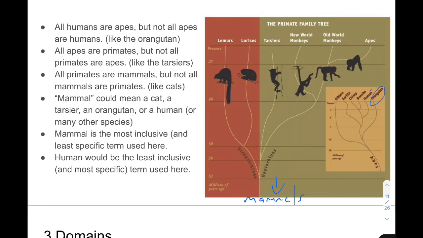But if we're looking here at orangutan or human or bonobo, these are individual species. There is no subcategory. In humans, if you're a human, you're a human. There's no subcategory beyond there.